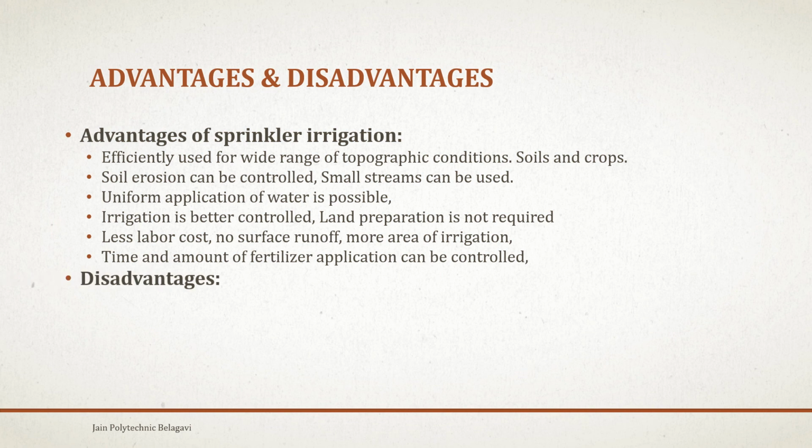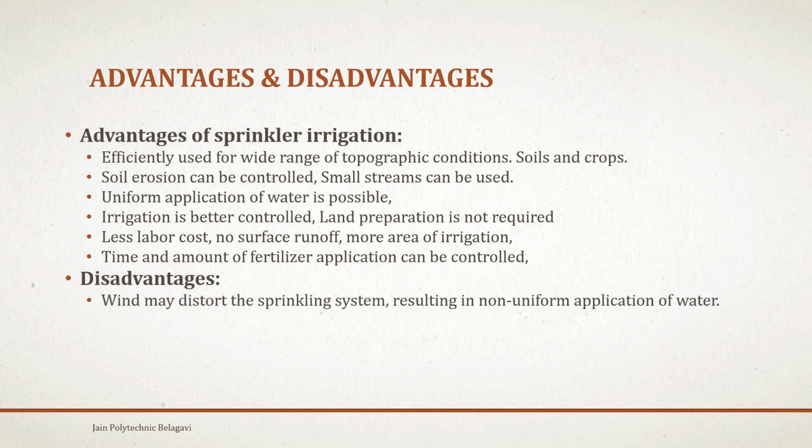Now we'll discuss the disadvantages. Wind may distort the sprinkler systems, resulting in non-uniform application of water. When it comes to the fixed nozzle or the both-way sprinkler nozzle, if the wind is strong, then we cannot use those types of sprinkler, which leads to one-sided irrigation. So it is better to go for the rotating type sprinkler irrigation.